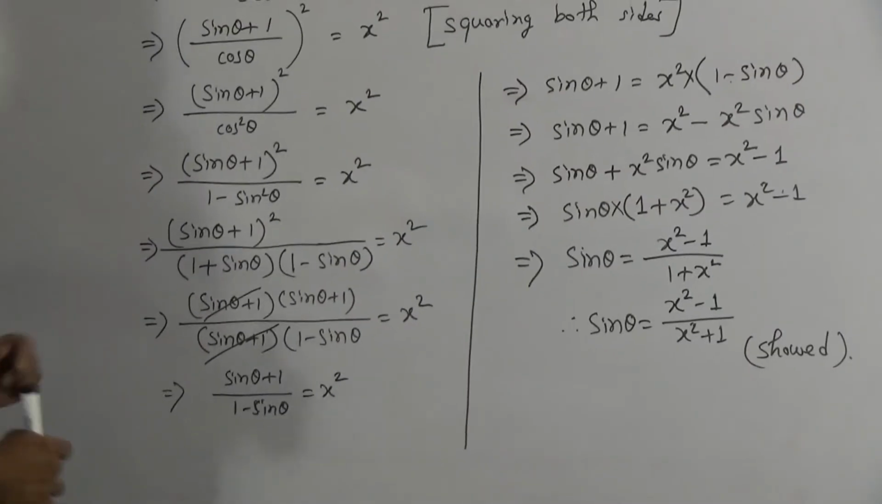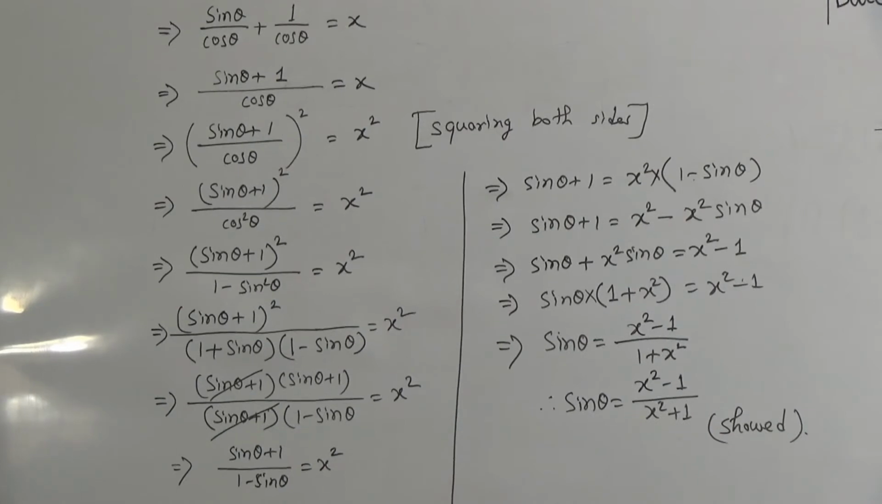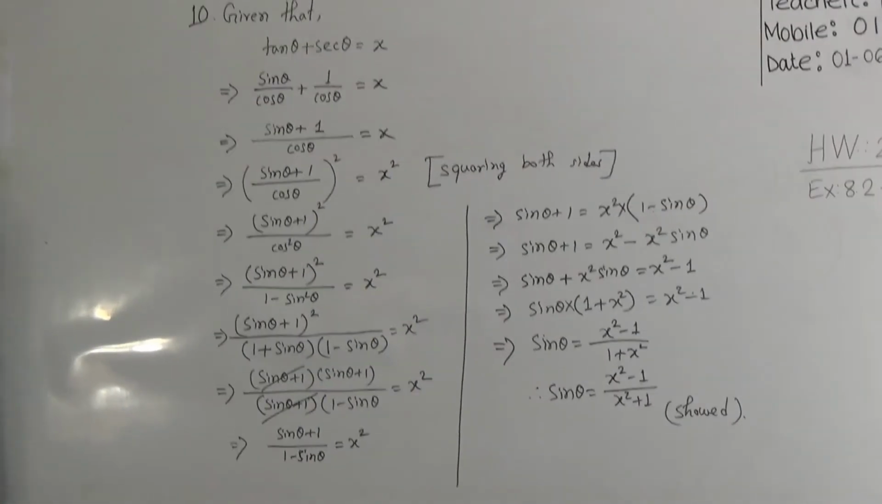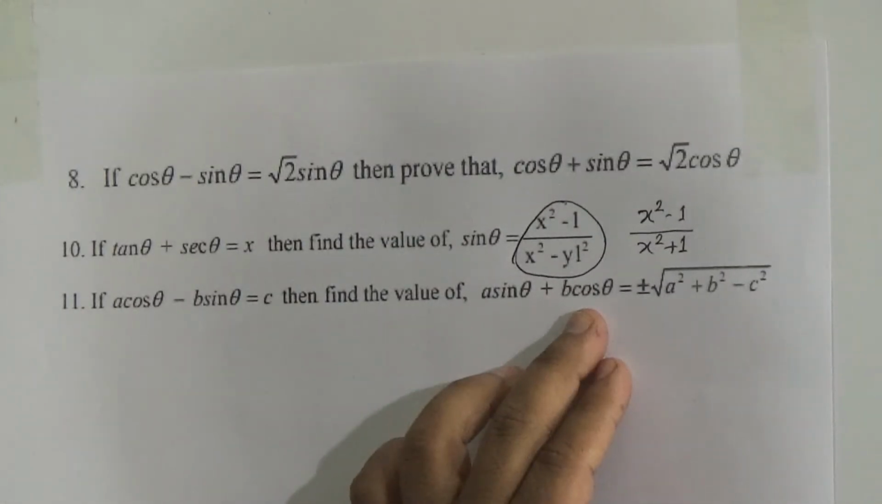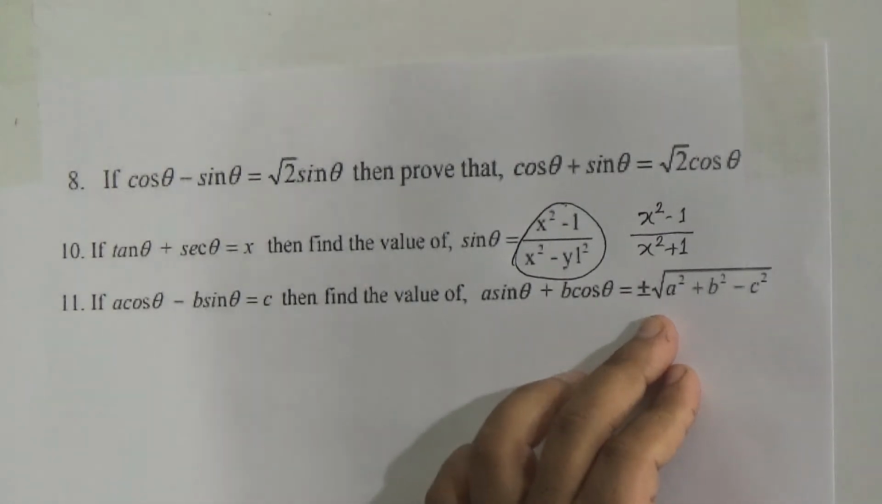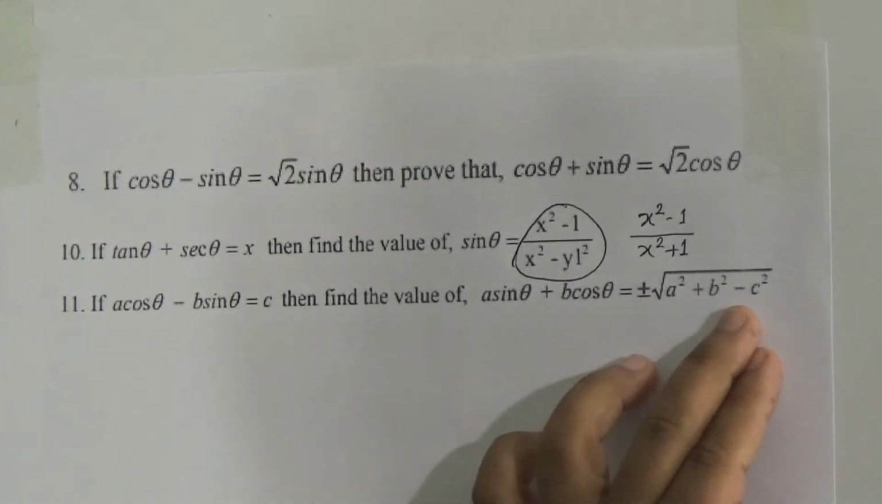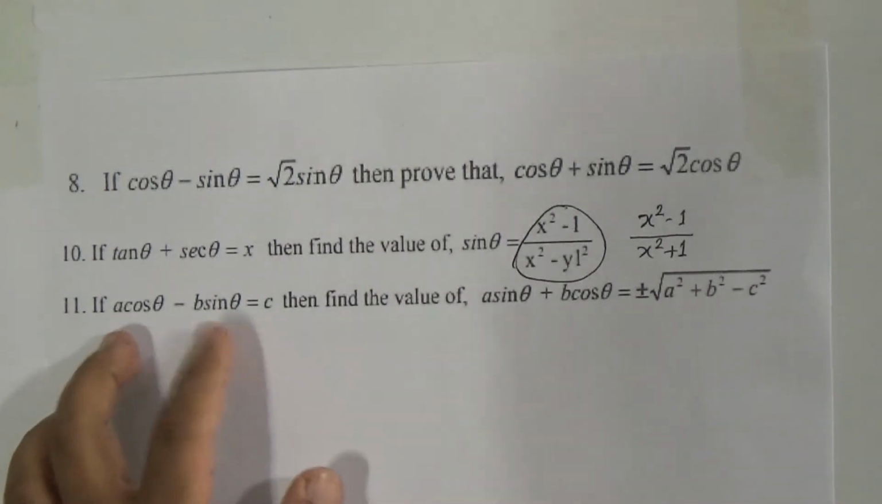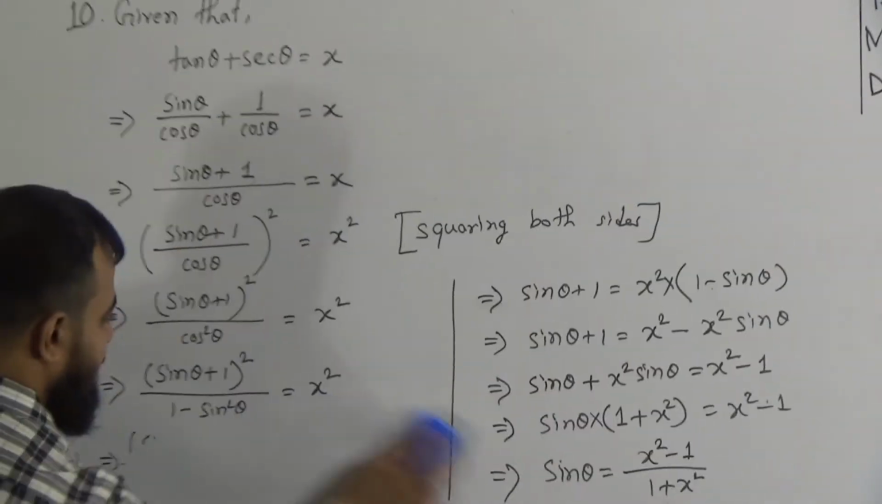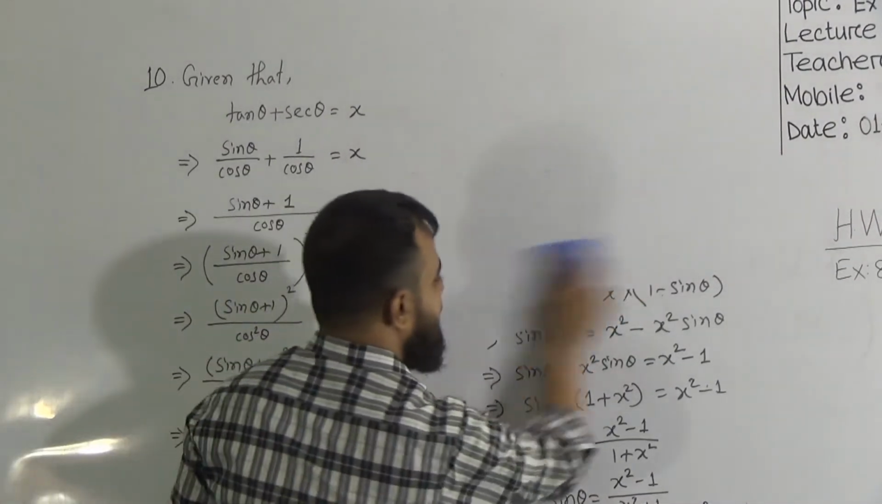Now the last solution is so simple. The last solution is question number 11. If a cos theta minus b sin theta equals c, then find the value of a sin theta plus b cos theta, that's equal to plus minus square root of a square plus b square minus c square. We need to find out this value, and given this one. So to solve this one, I am going to erase this one at first. Then we are solving question number 11.